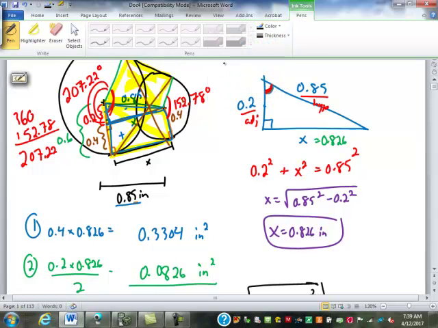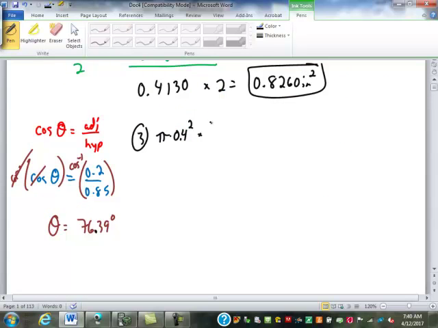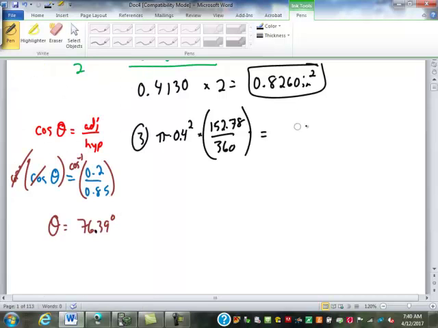To find the areas, let's do this little one here first. I'll call that part 3. It's the area of the circle, pi times 0.4 squared times that angle, 152.78 degrees over 360. Remember, this here is just the fraction of the whole circle. So 3.14 times 0.4 squared times 152.78 divided by 360 is 0.2132.